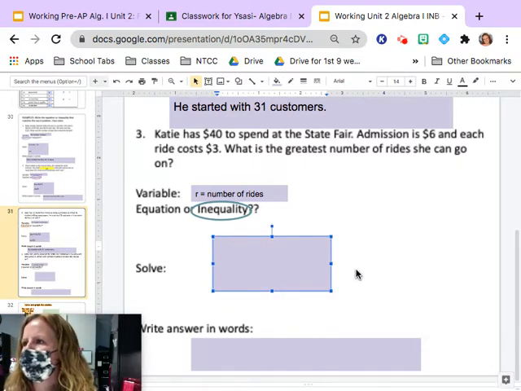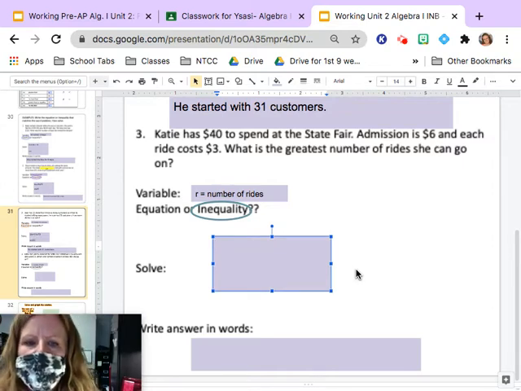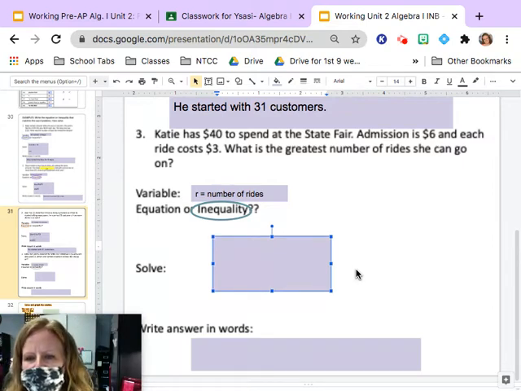Okay, let's write an equation for it. So she has $40 to spend. The admission is $6. Each ride costs $3. So the admission is the $6 plus 3 times each ride. So 3R.